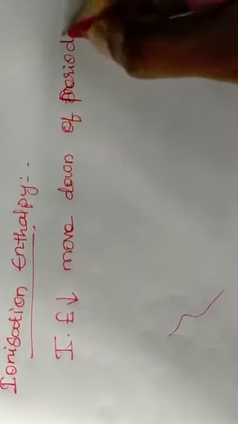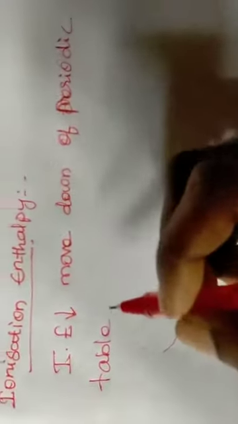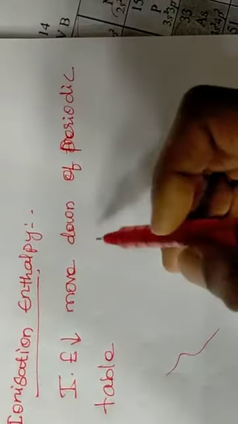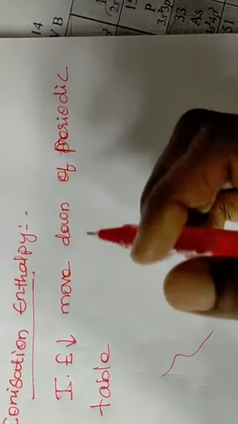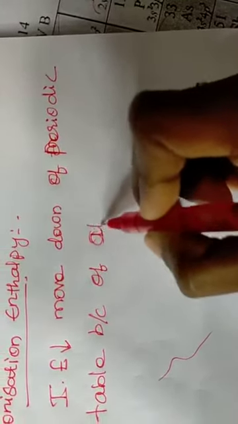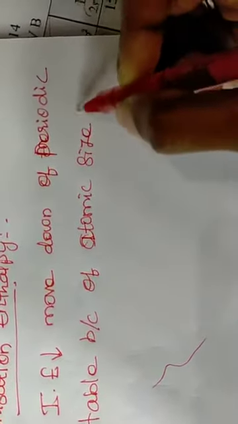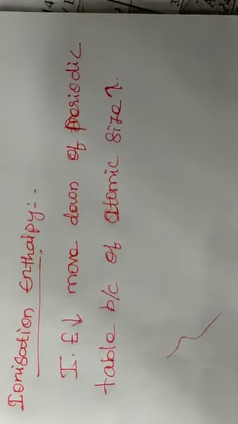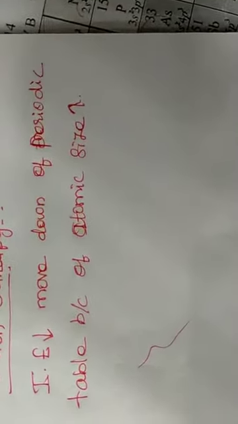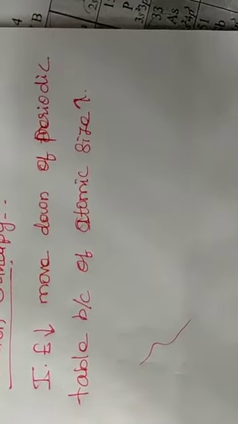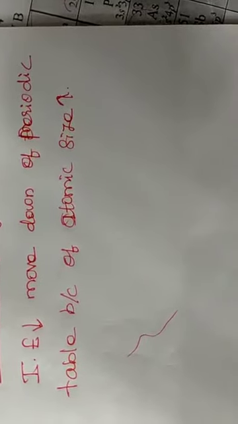So the ionization enthalpy decreases as you move down the periodic table. Why? Because the atomic size is increasing. The greater atomic size gives less ionization enthalpy. The number of shells is also increasing, and that's why the atomic size is increasing. The magnitude of the screening effect also increases, so the ionization enthalpy decreases down the group. This is the first ionization enthalpy.